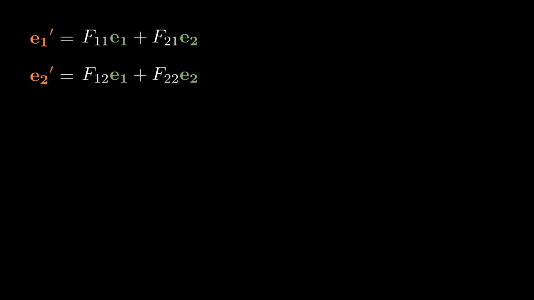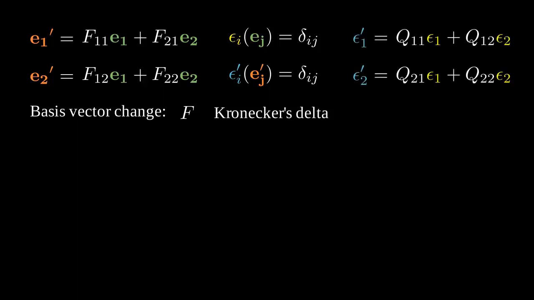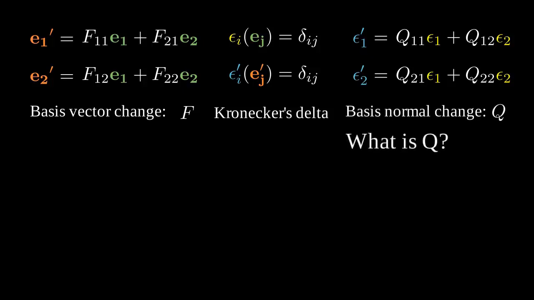First, a basis vector change uses the forward matrix F. The new basis ei dash is a linear combination of the old basis ei. You already explained why this is 2-1 instead of 1-2. Second, the relationship between the basis vector and the basis normal is the Kronecker delta function. Third, the basis normal changes, but you only assume it is a linear combination of the old basis normal. Your normal transformation matrix is Q. So what is Q?